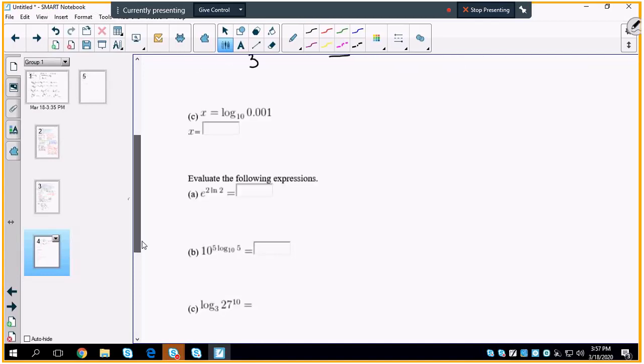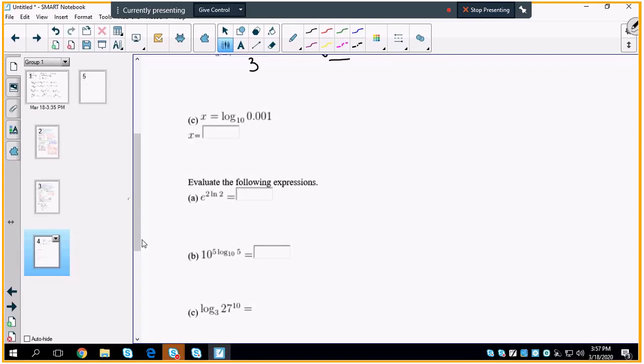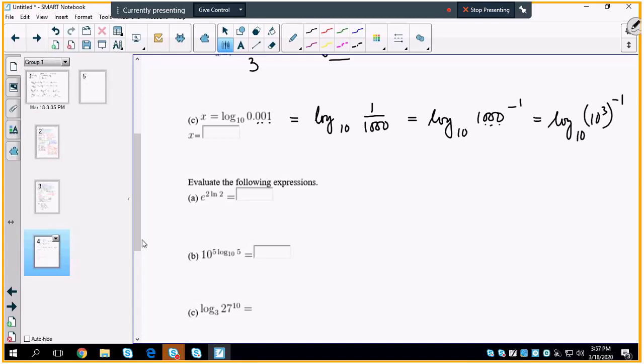Log of 0.001. So write it as a fraction first. Write it as log of 1 over 1000. Why 1000? Well, there are 3 decimal places, so I need 3 zeros after 1 to make it a fraction, and the base is 10. Then I write it as log of 1000 to the power negative 1 to the base 10. Well, that is log of 10 to the power 3, whole to the power negative 1, to the base 10. How do I know it's 10 to the power 3? Again, count the zeros. There are 3 of them. So 10 to the power 3.